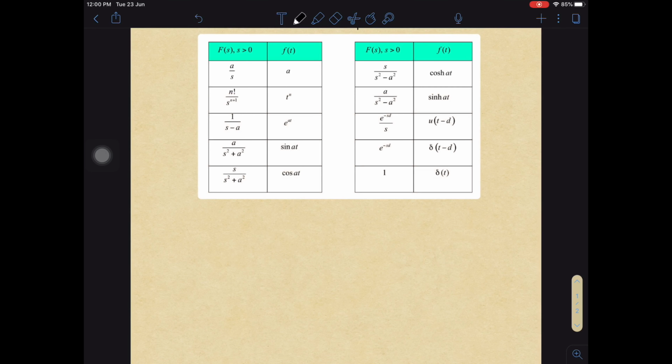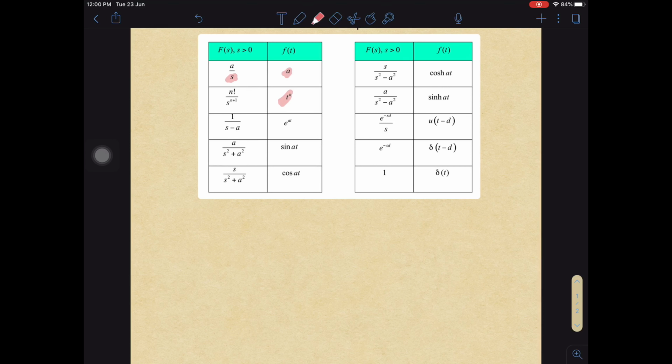We have seen the function F(s) which involves the denominator with a single s, or s itself. Either we have s to the power of 1 or s to the power of more than 1. When we have s to the power of 1 in the denominator, we know that that function is related to f(t) equal to a, where a is a constant. And when we have s to the power of more than 1, we know that that Laplace transformation is related to the function f(t) equal to t to the power of n.